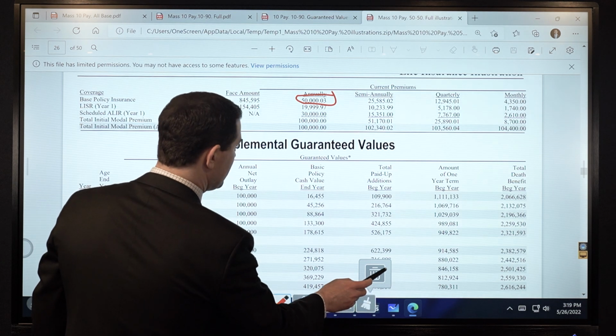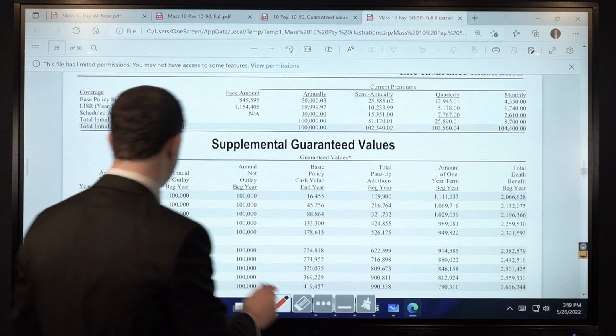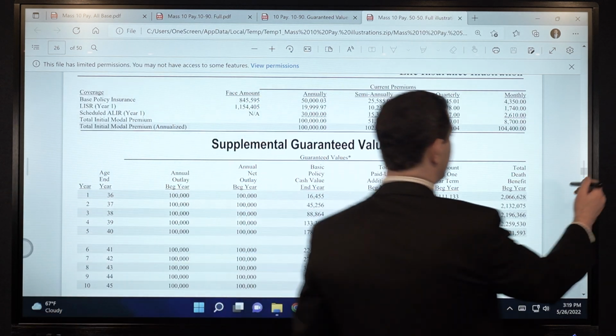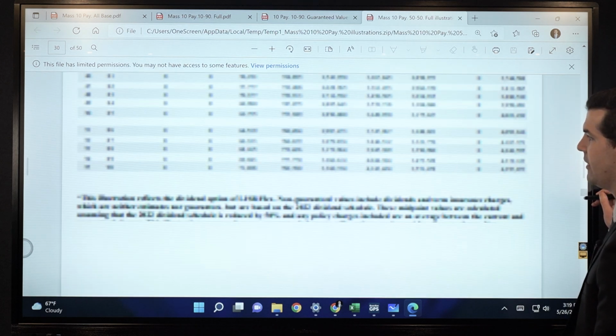So what I'm interested in here is as follows. There's my guaranteed values, actually. The design's all well and good, but let's go down to the non-guarantees.